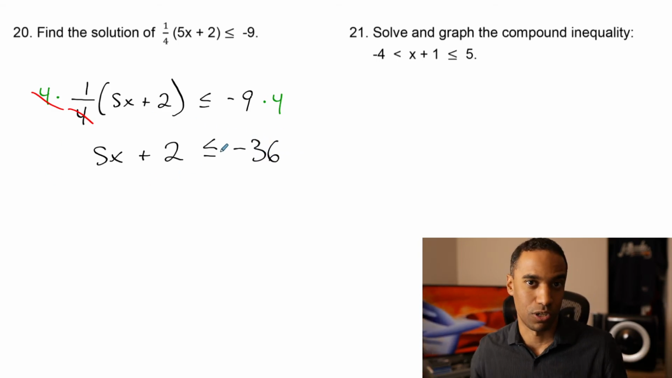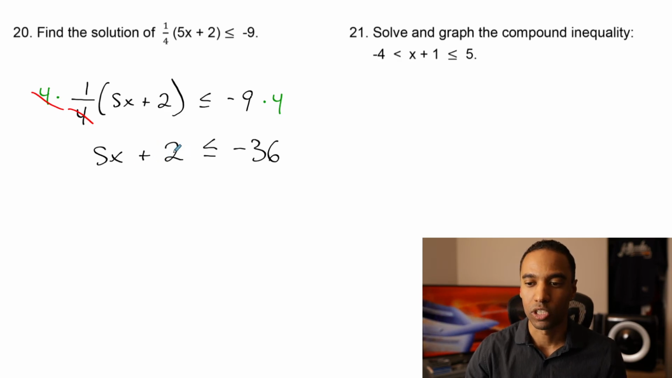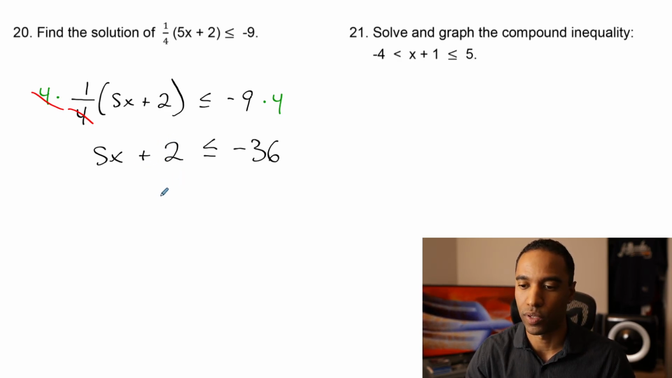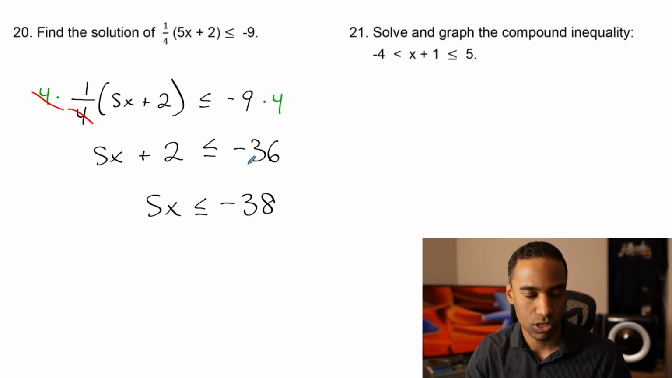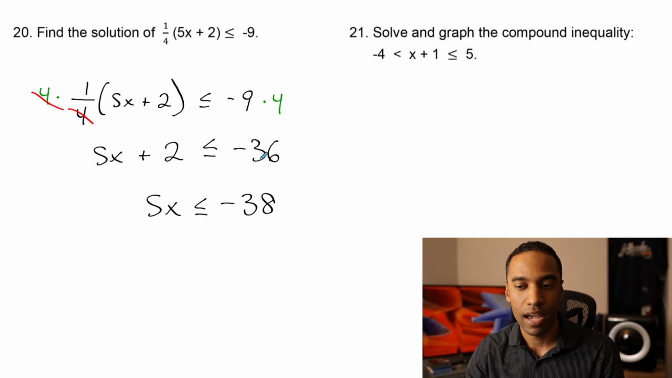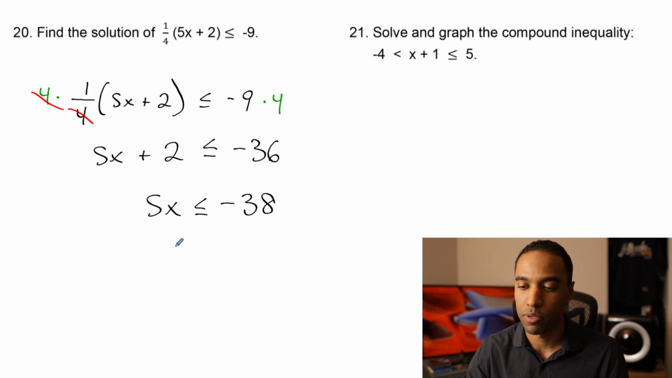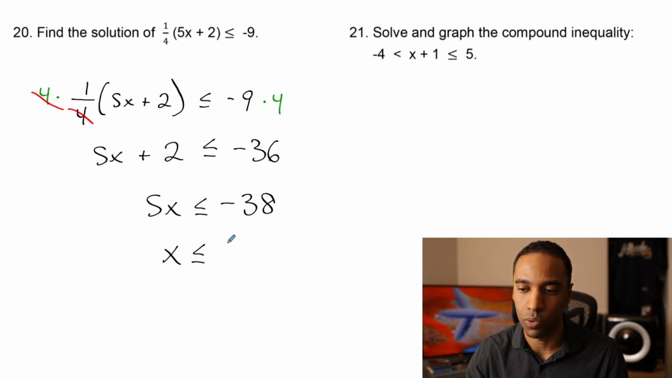So now it's a 2-step inequality to solve. I'm going to subtract 2 from both sides. Follow along with me here. 5x is less than or equal to -38. -36 minus 2 is -38. And now divide both sides by 5. We get x is less than or equal to -38 over 5.